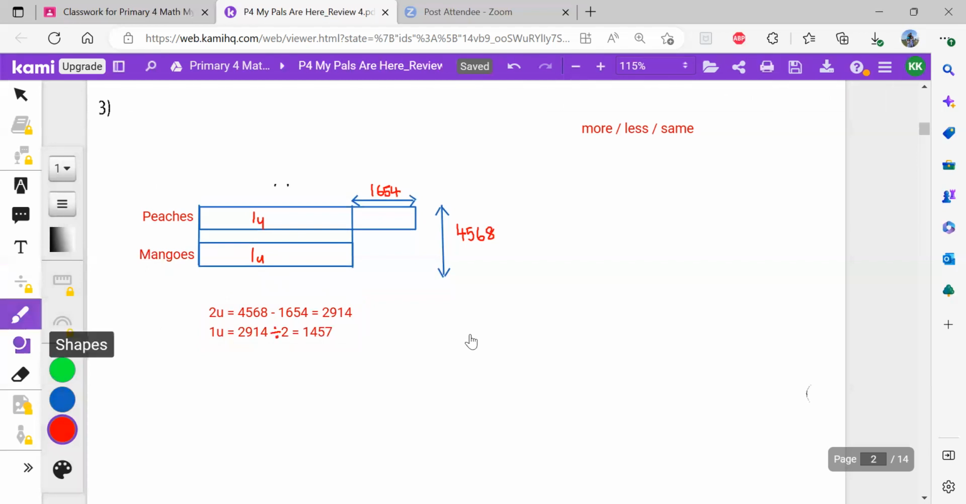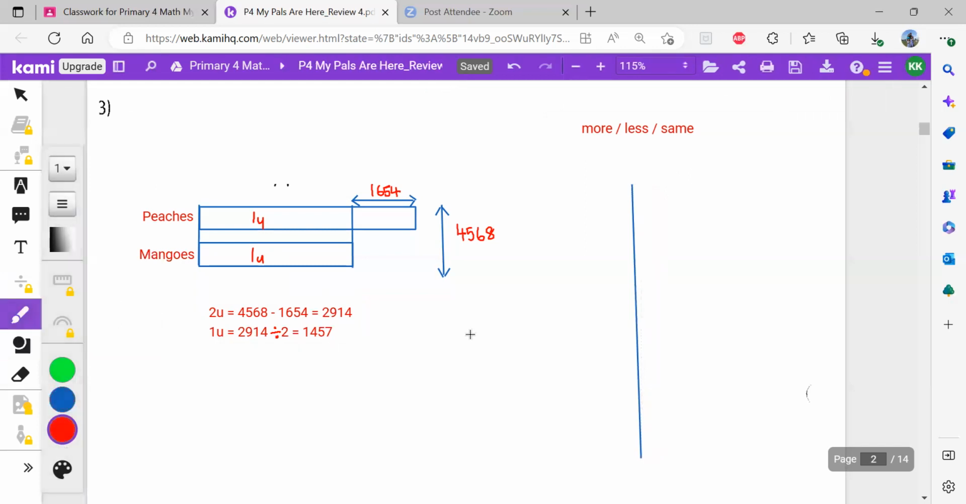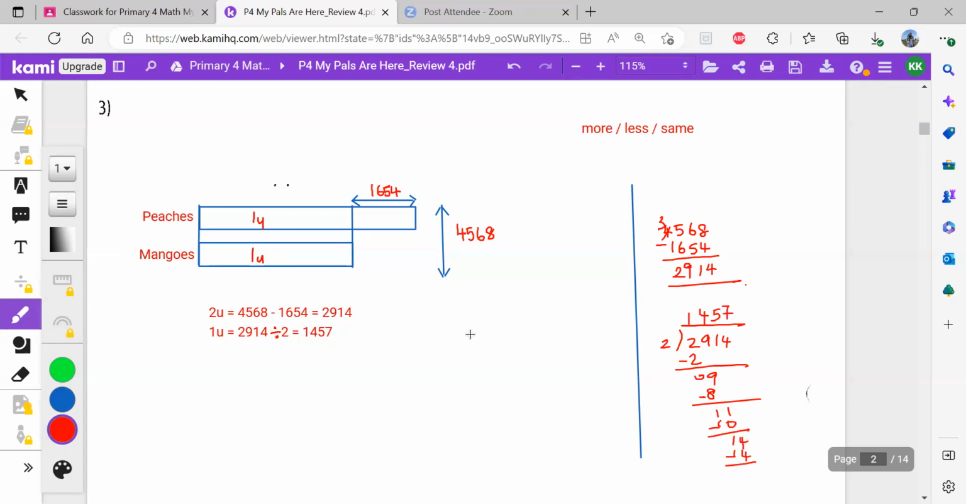Again, you should do the working at the side. Okay, you should do the working at the side. All right, didn't do it. You should be doing it here. All right, you should show working like 4568 take away 1654 equals to, you should get that. You should do the working here. Okay, so 2914 divided by 2.